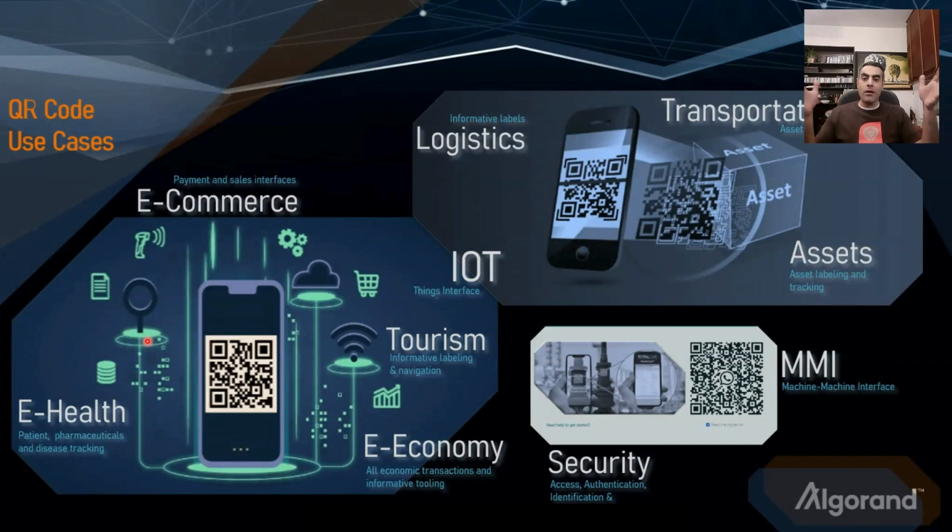In tourism, QR codes are used to communicate navigational and general information regarding places and sites, and everywhere that tourists go, they can use QR codes all over the place in order to get the information they need the most.